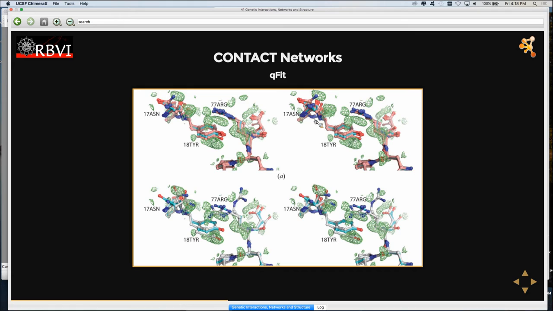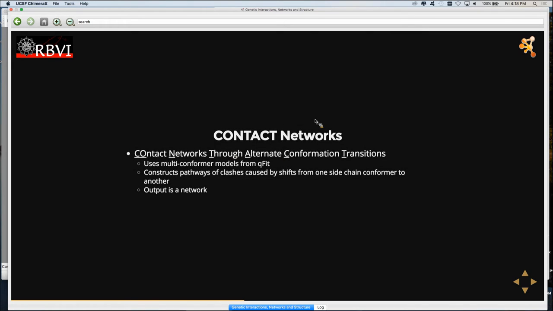So what do we do with that? And that's where contact networks come in. What it allows you to do with a contact network is, if you imagine I have all these side chains, now I'm going to start at one side chain and I'm going to look for all of the alternative locations for that side chain. And then I'm going to see if any of those alternative locations clash with alternative locations of its neighbors, right? So I'm moving this around.